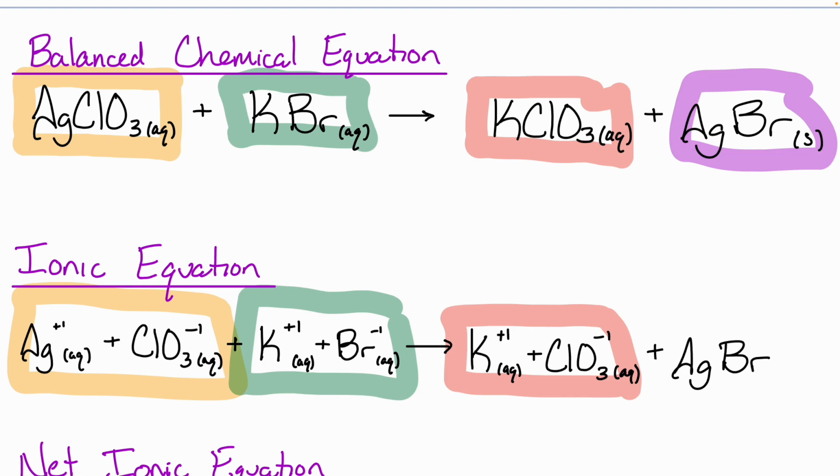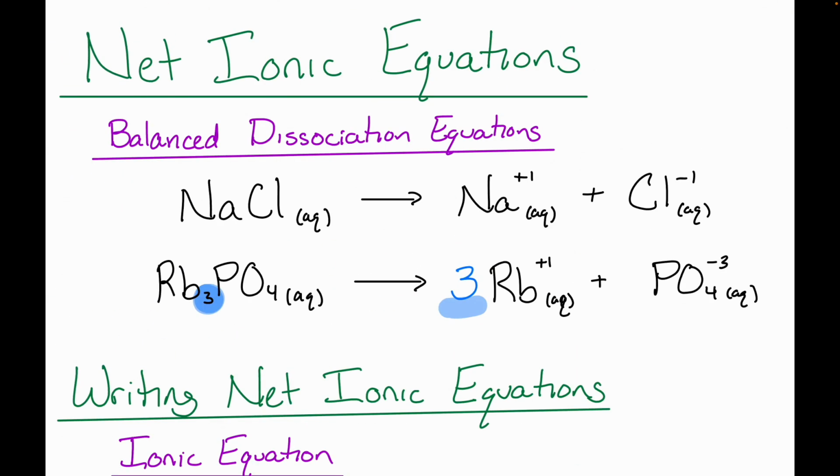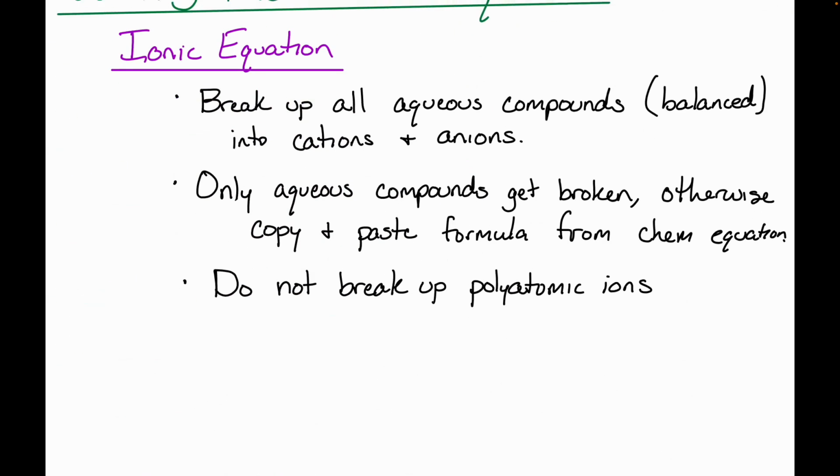AgBr (s) as is. What about water? Liquid, right? So don't break it up. Only if it has that AQ designation. Cool. All right, so now I have this all broken up here. I have what's called my ionic equation. Now we're going to take that and form what's called our net ionic equation.